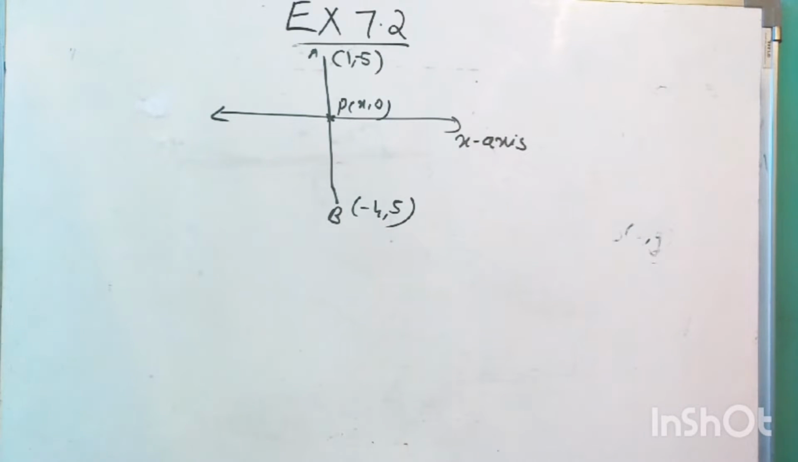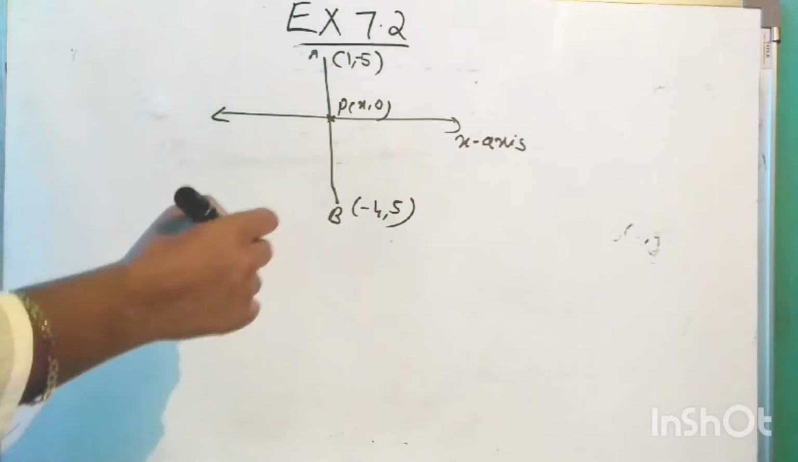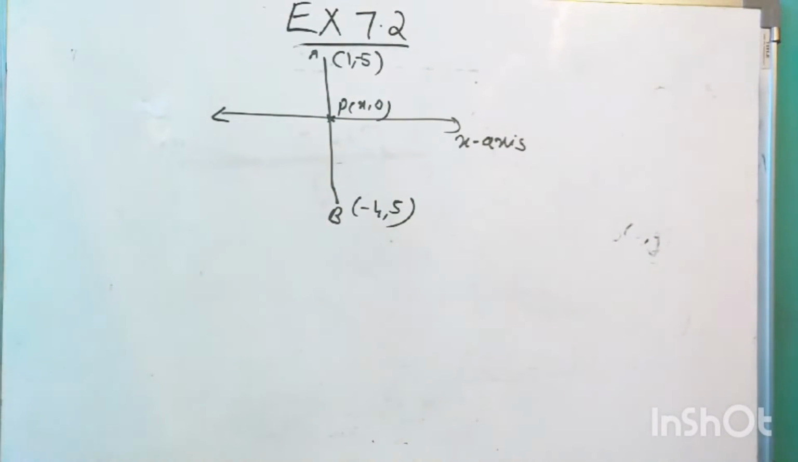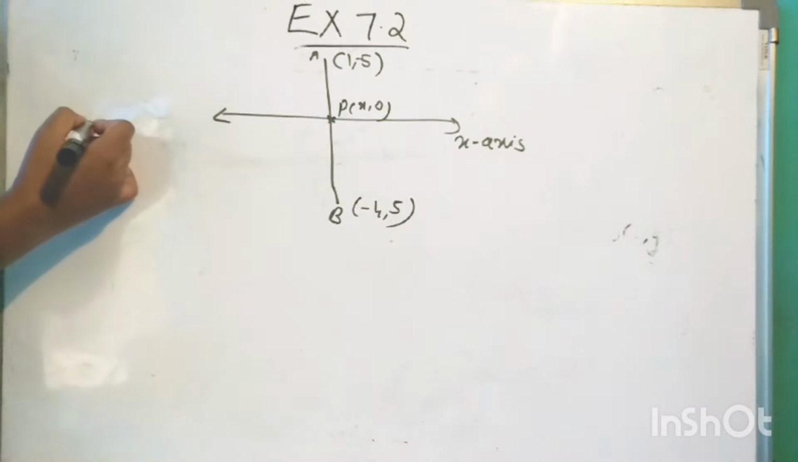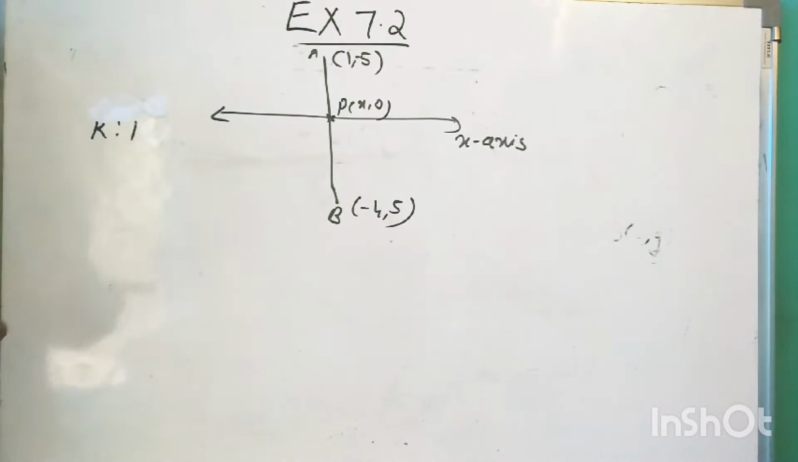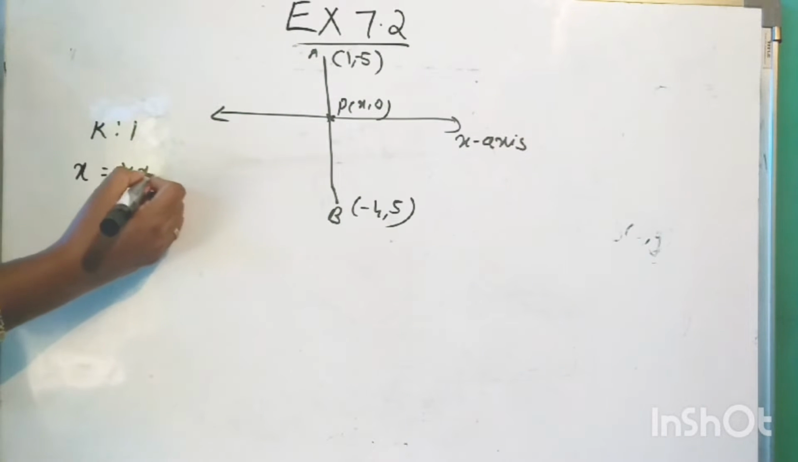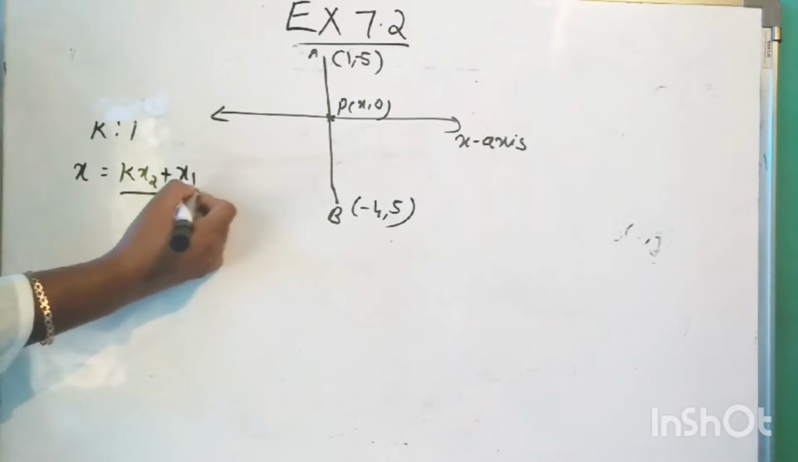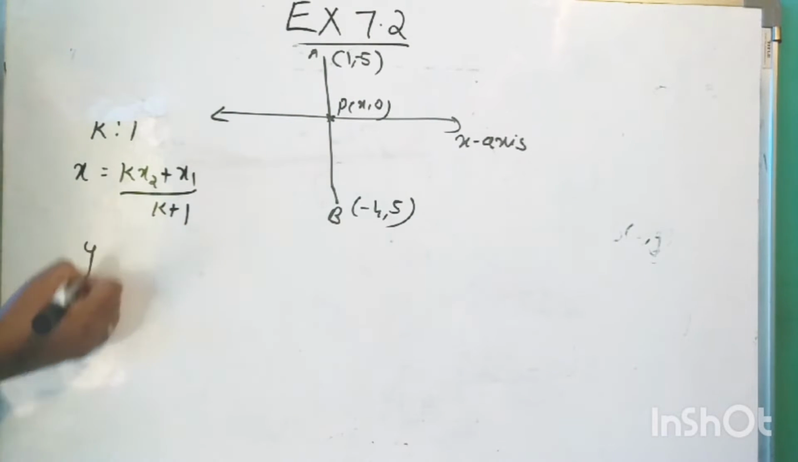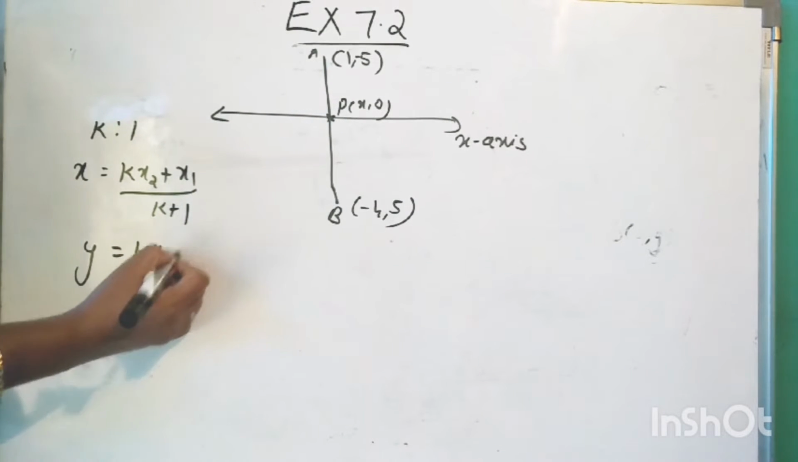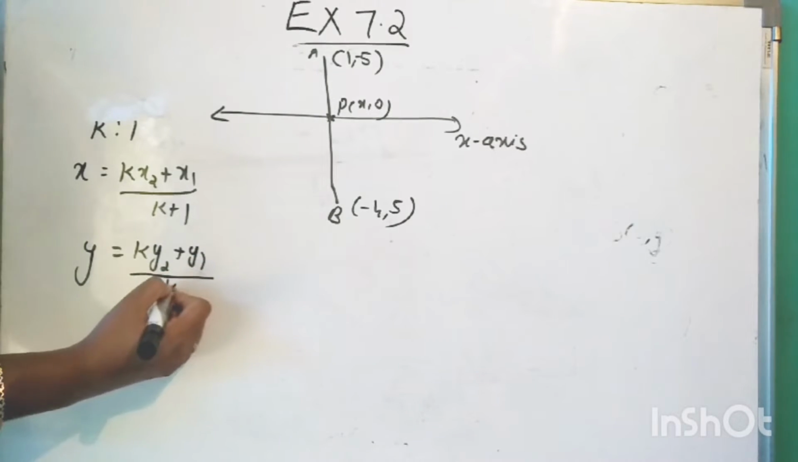First we need to find the ratio in which the x-axis divides the line. We take that ratio as k : 1. Then x = (k x2 + x1)/(k + 1), and y = (k y2 + y1)/(k + 1).